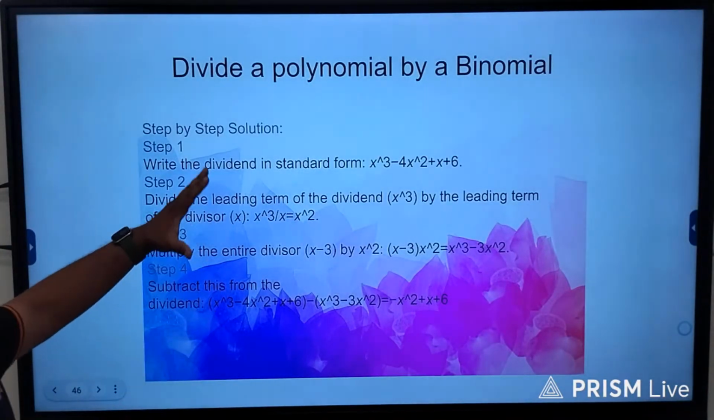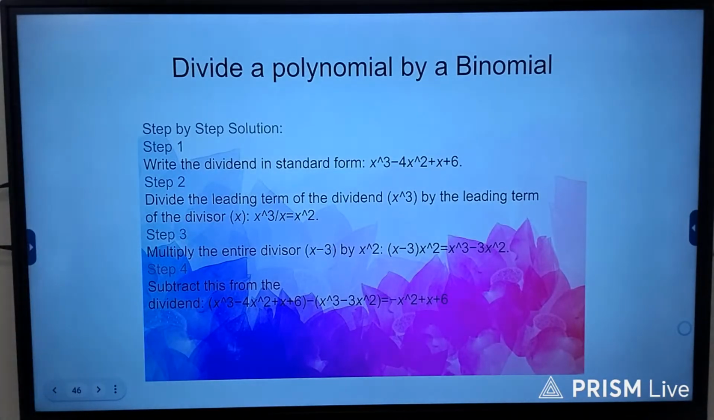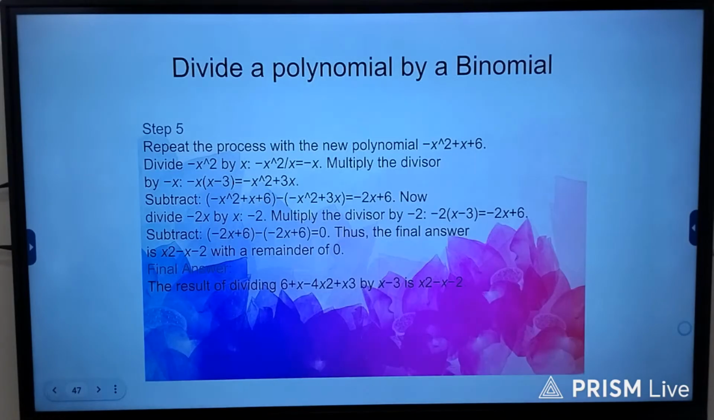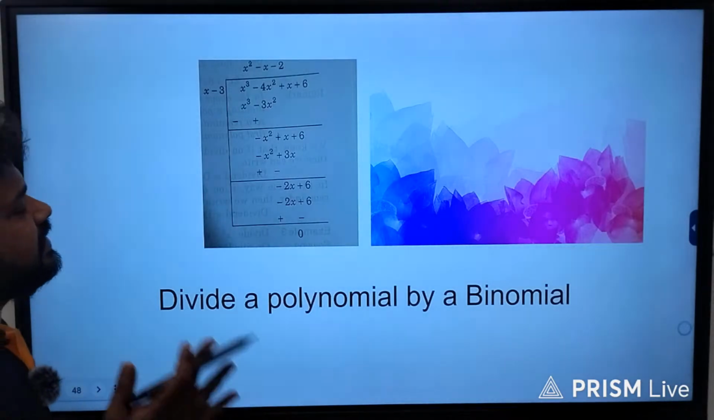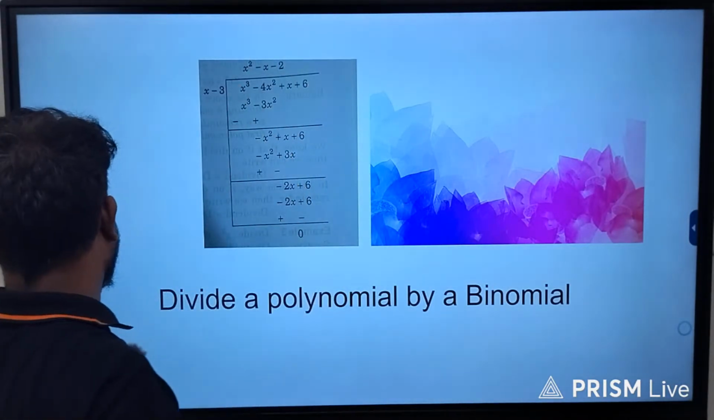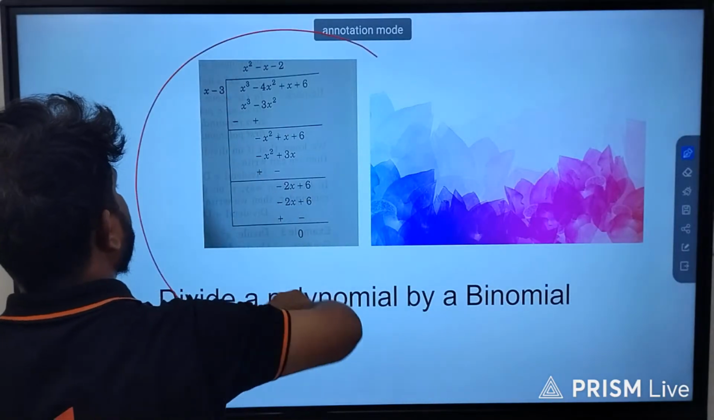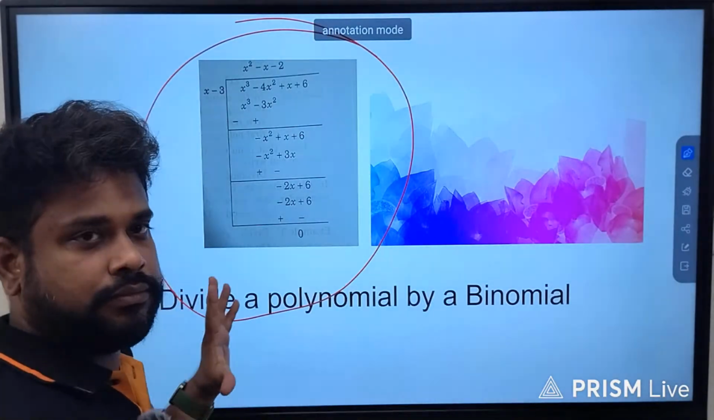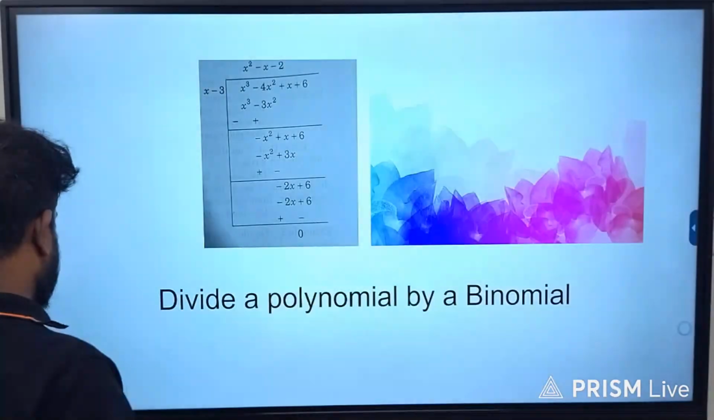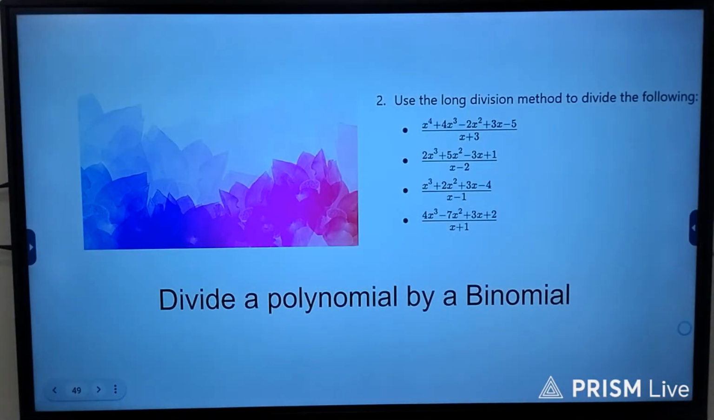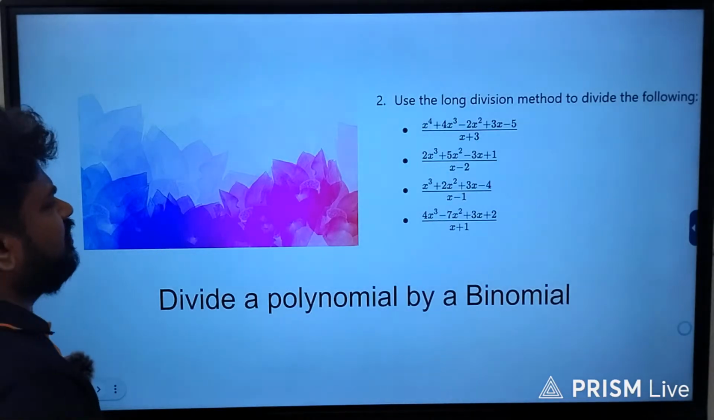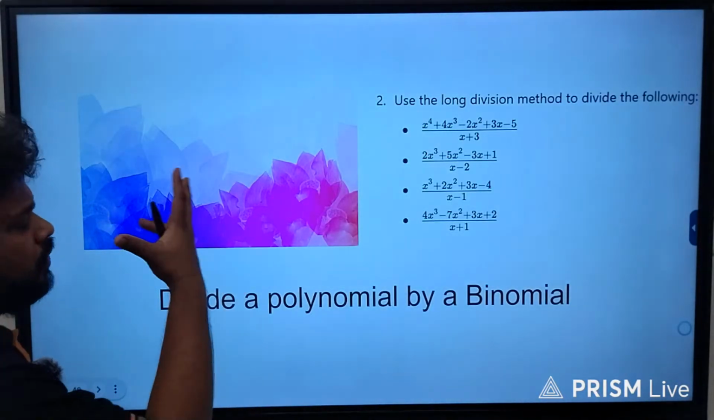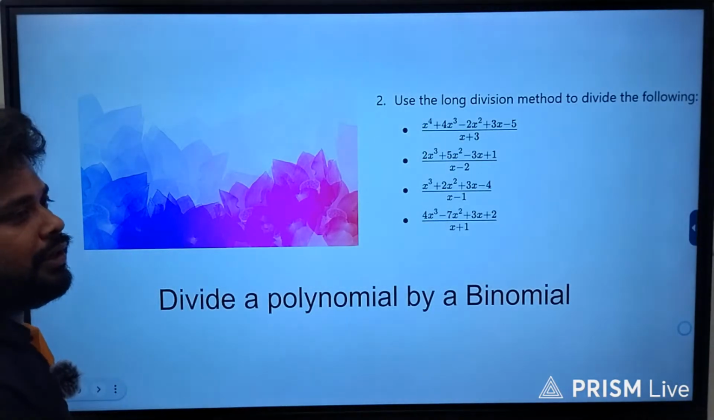So they have done it step by step, and we have also done it step by step. Just try to understand this one. This one has been done by following the process, and you also have to follow this process to find the answer. Or you can use the long division method, but I think it would be better to do the normal division.